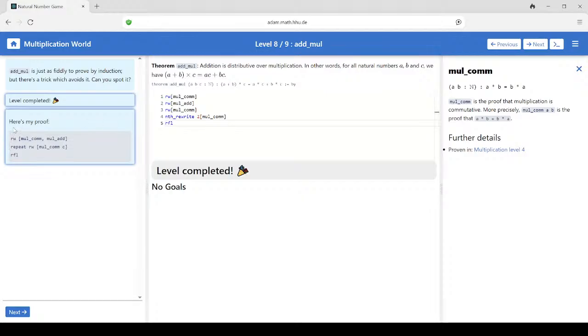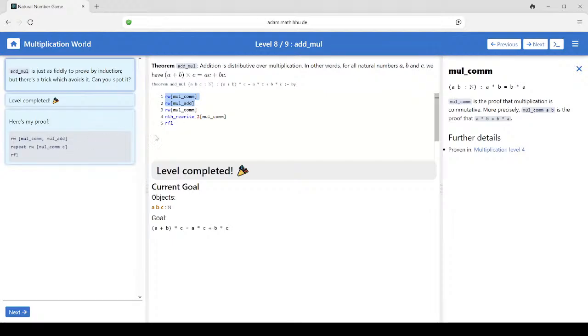Here's my proof, he says, or she. Rewrite, multiply, commutative. Oh, okay, same as me. He just put them in one line. And then repeat, multiply by C, multiply commutative C. So wait, so he got to here, and he told it to repeat rewrite.